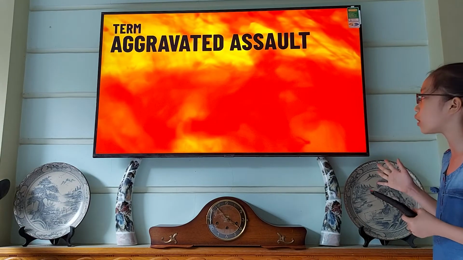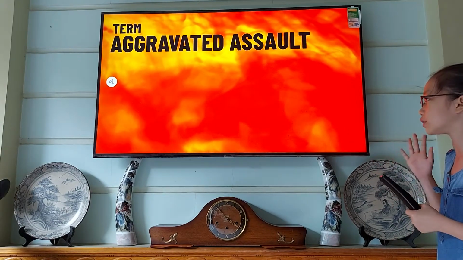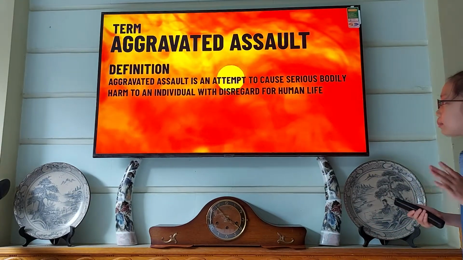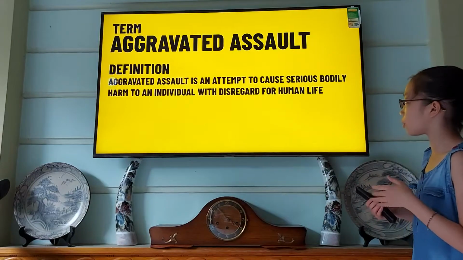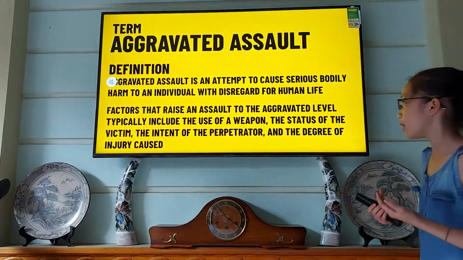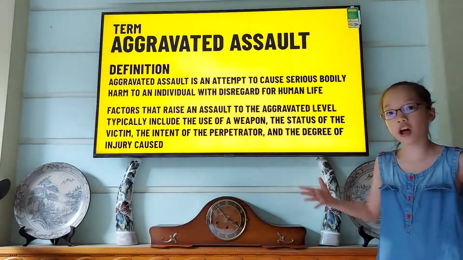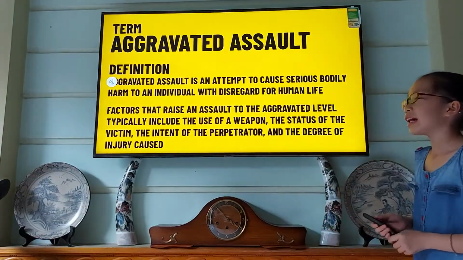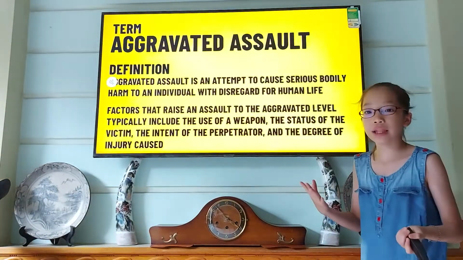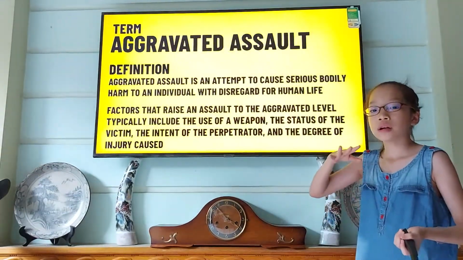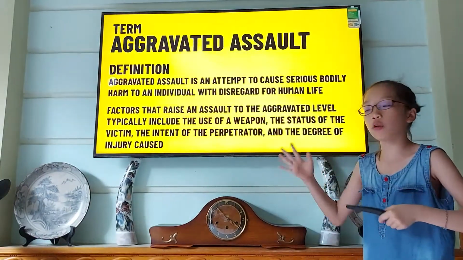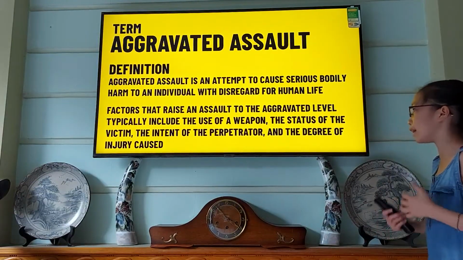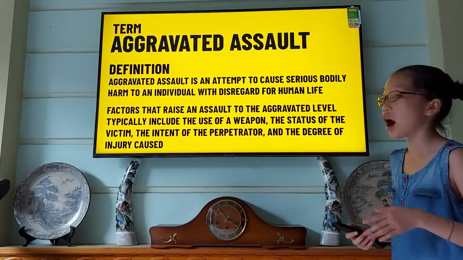We already know the word assault, but what is aggravated assault? Aggravated assault is an attempt to cause serious bodily harm to an individual with disregard for human life. The definition is quite long, but aggravated assault simply means that it's related to crime, right? Like a robber trying to break into someone's house and steal all the things in their house. Factors that raise an assault to the aggravated level typically include the use of a weapon.